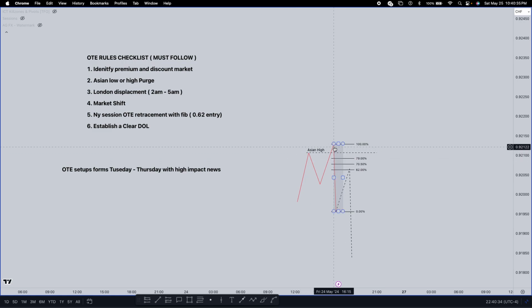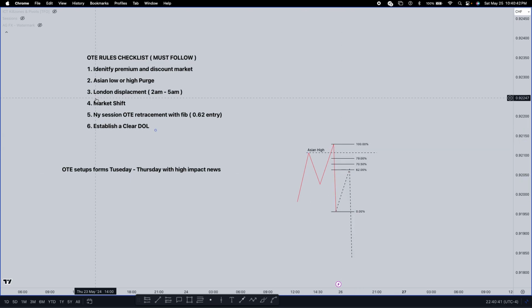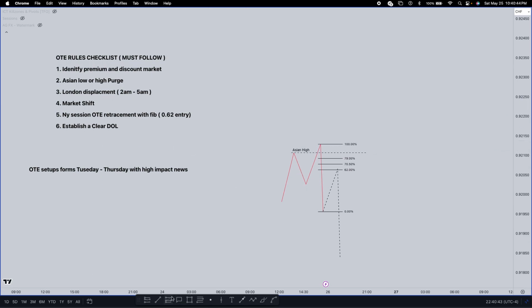So right here, like I say, on the third rule, we had London displacement from 2 a.m. to 5 a.m. So we had a nice drop down with a very nice displacement. What's the fourth rule? Market structure shift. Where's your MS shift then, Ron? Right here. What do you see? What's this?